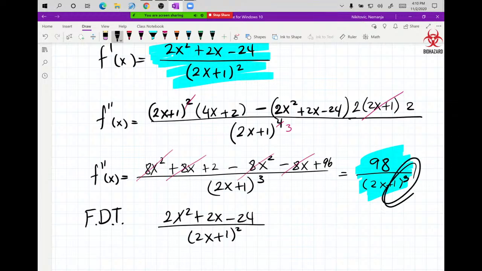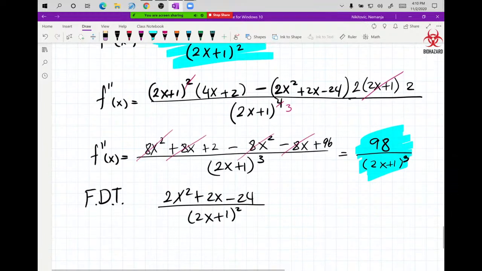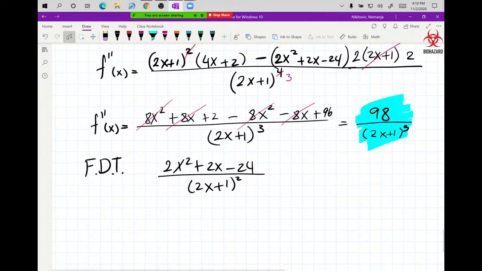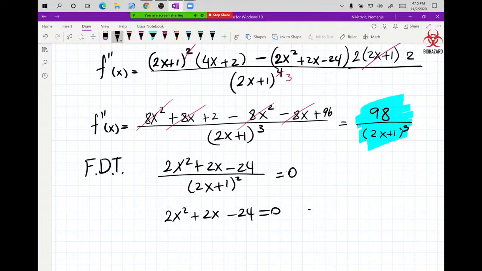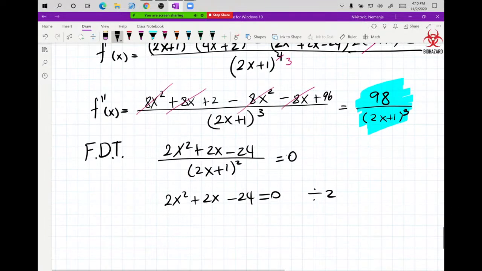So I missed a cube over here. Please make sure it's cubed. So first derivative test equal to 0. When you cross multiply, denominator dies. So you have your 2x squared plus 2x minus 24 equals 0. Now you divide it by 2 because all the coefficients are even. And you get your x squared plus x minus 12 equal to 0.